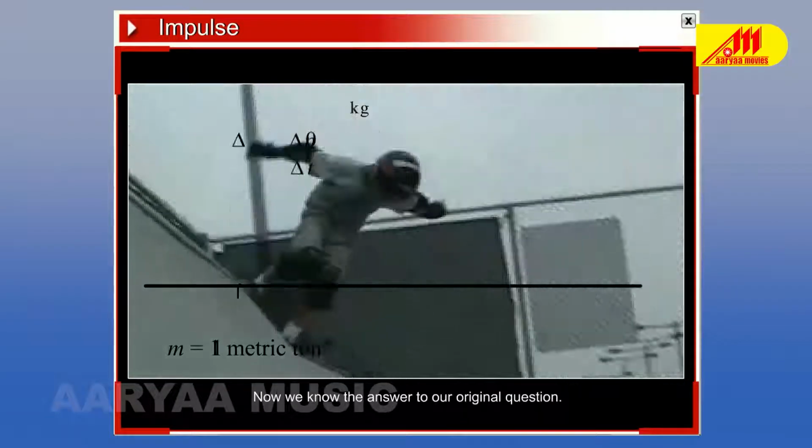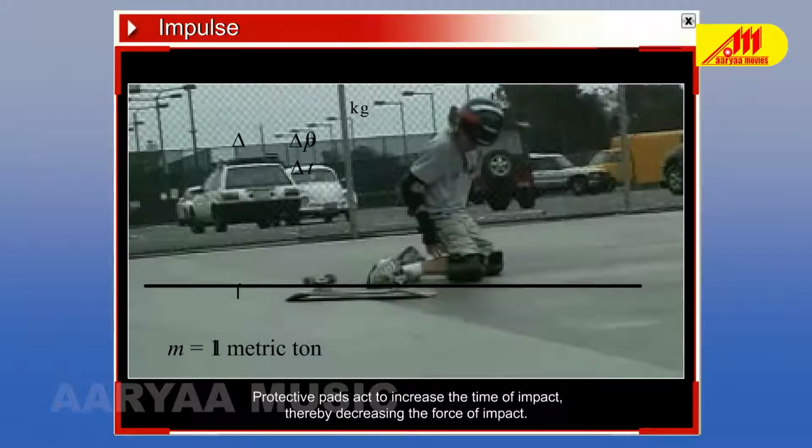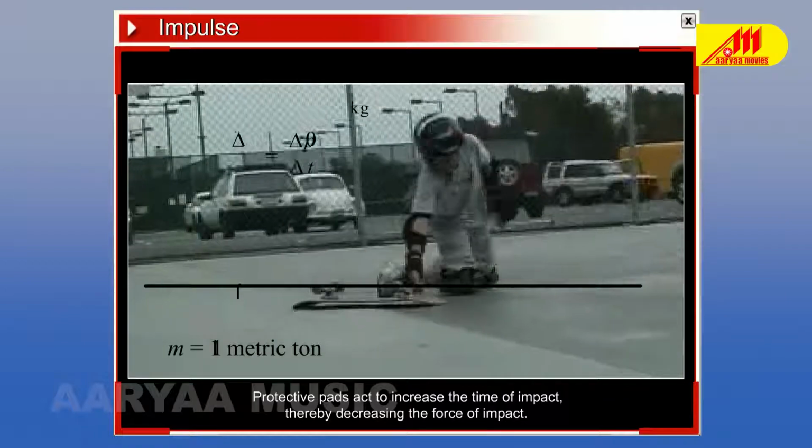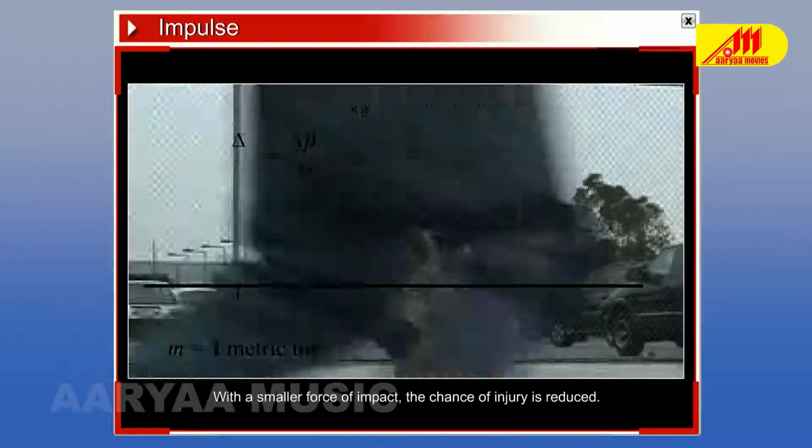Now we know the answer to our original question. Protective pads act to increase the time of impact, thereby decreasing the force of impact. With a smaller force of impact, the chance of injury is reduced.